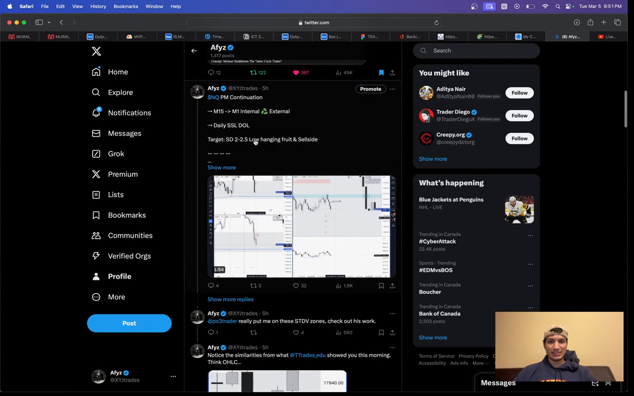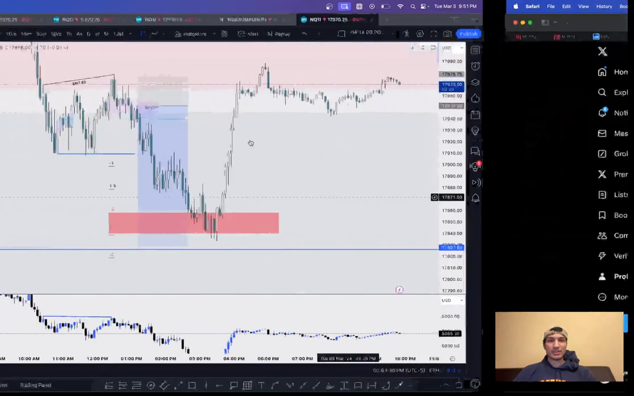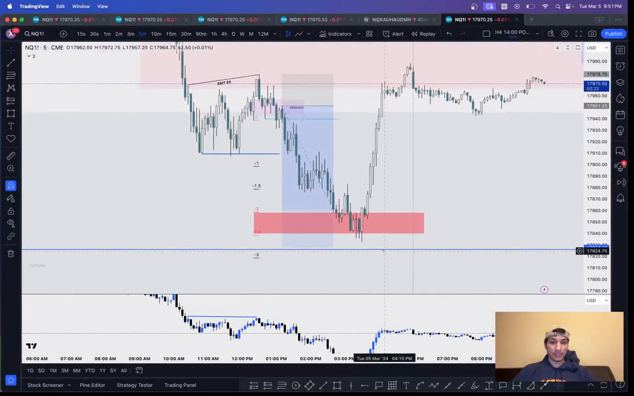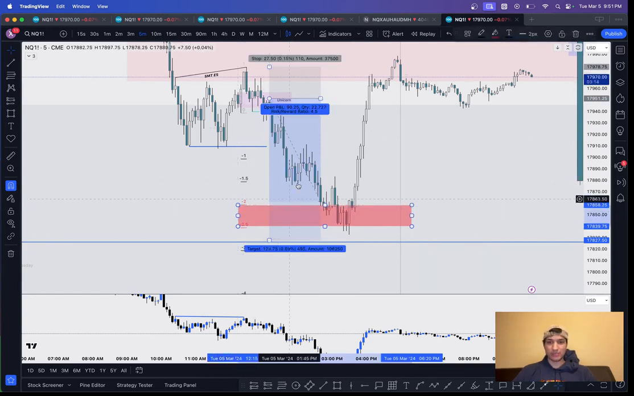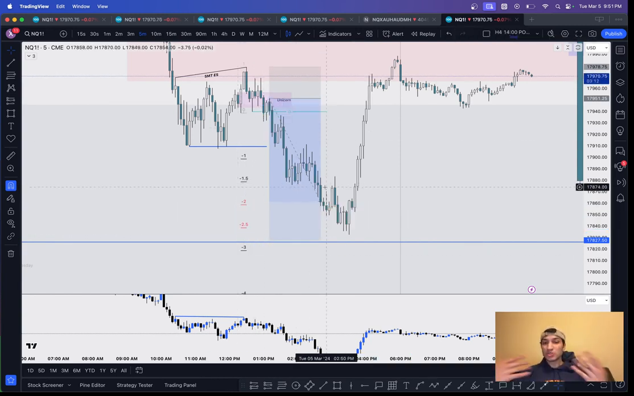So I targeted the 2 to 2.5 region simply because I wasn't sure if we would leave a failure swing. And once I saw structure start to break up higher, obviously I knew we were going to leave that as a failure swing today in the market. Again, this is not related to market maker models. This is another concept, but it's a nice confluence to have. So that's a full and complete top-down model.